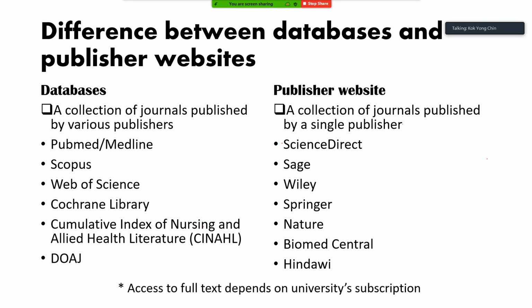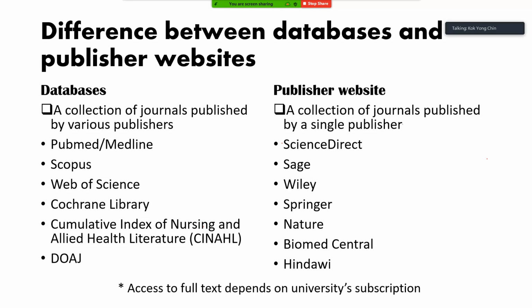Once you put in a keyword, you can access many of the articles published by many publishers. Some of the search results will be different because each database indexes, the word is index, only certain journals. To be included in these databases, the journal has to fulfill certain criteria, and the criteria are quite strict.